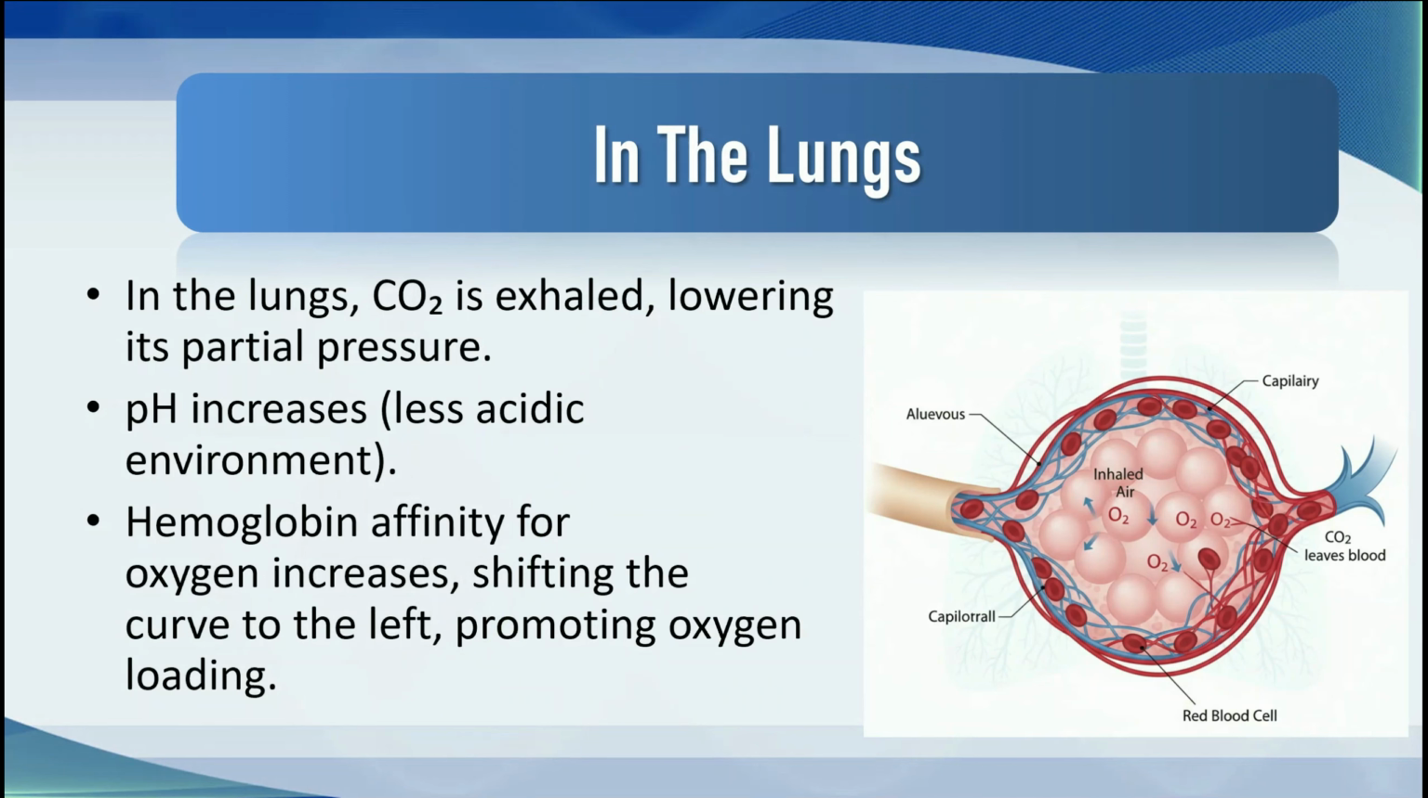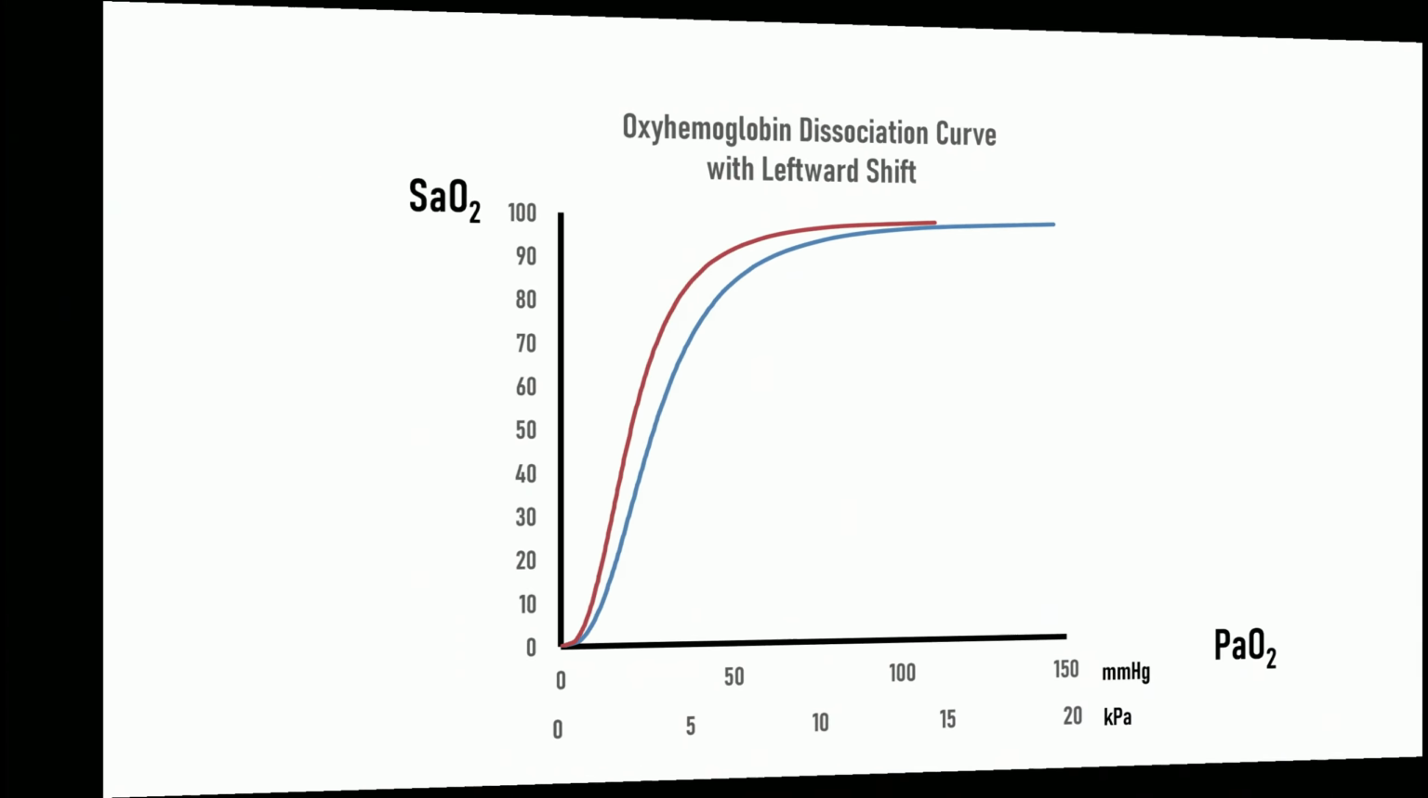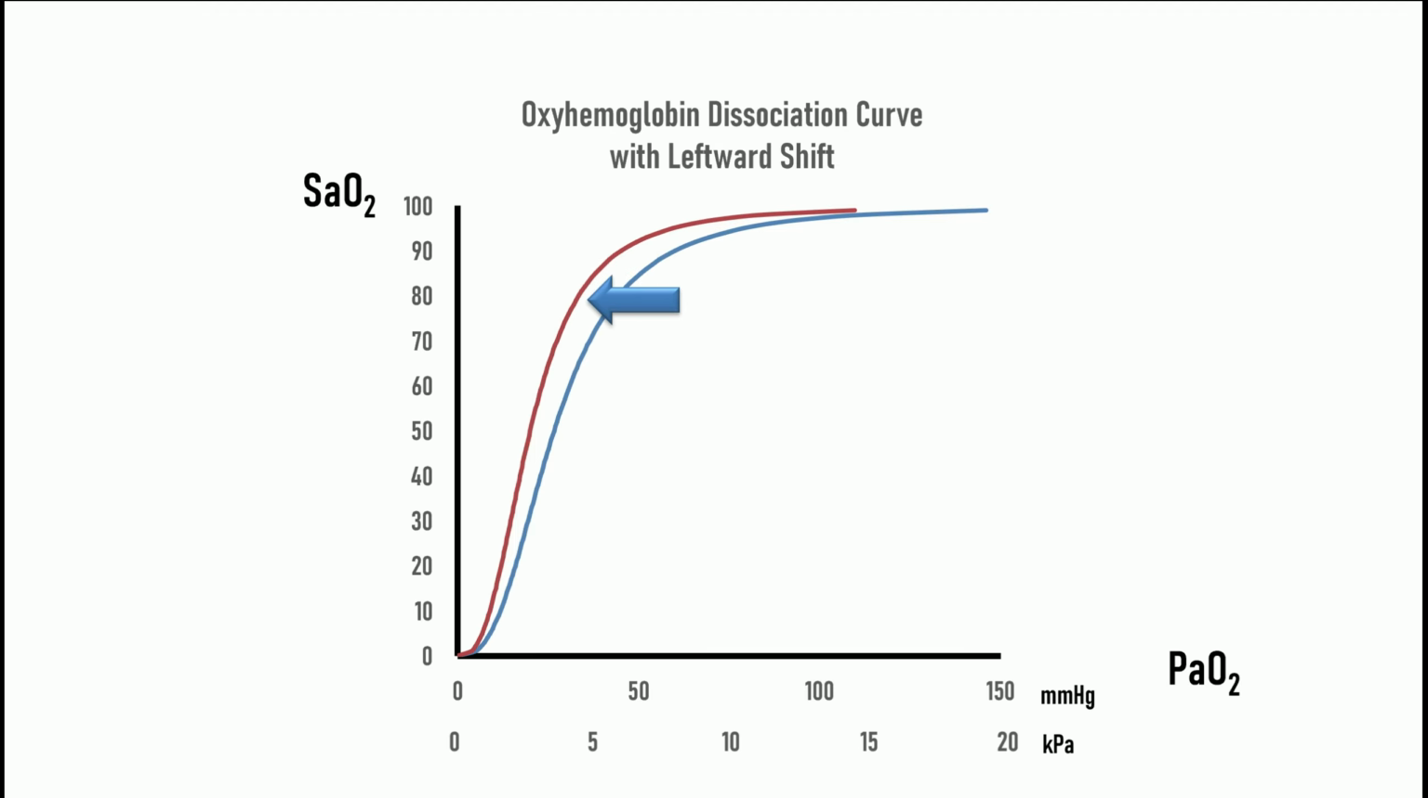In the lungs, carbon dioxide is exhaled, lowering its partial pressure. That results in an increase in the pH. The environment is less acidic and more alkaline, and hemoglobin affinity for oxygen increases, shifting the curve to the left, promoting oxygen loading. Hemoglobin becomes relaxed. And this is an example of the curve shifting to the left.